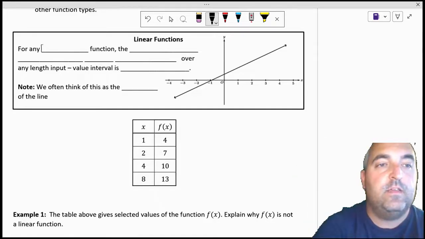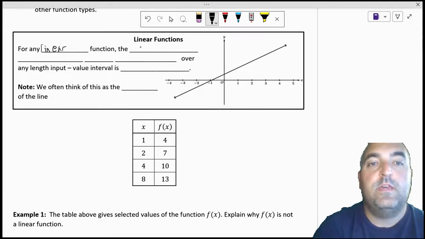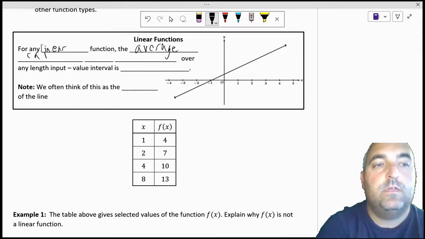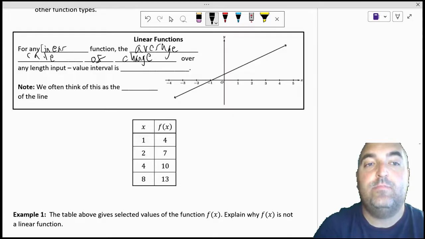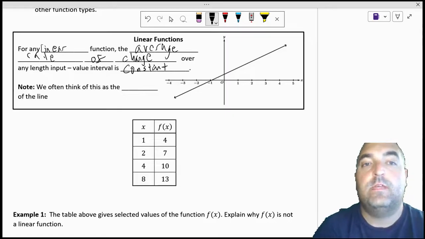So for any linear function, the average rate of change over any length input value interval is constant, meaning it does not change.